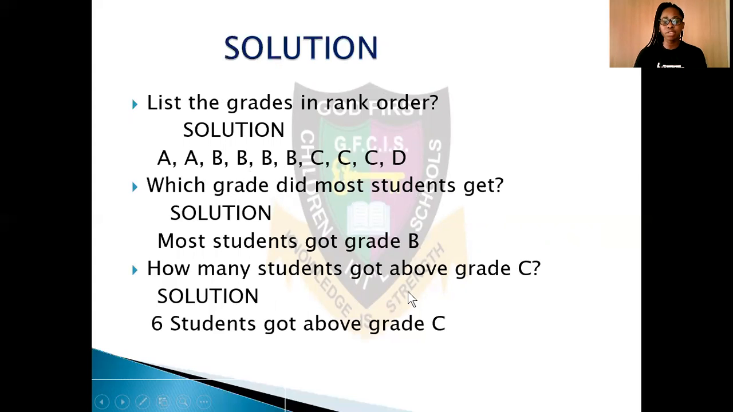How many students got above grade C? Like I said earlier, before C we have B and A. A is appearing 2 times, and B is appearing 4 times. I want to sum it up: we have 1, 2, 3, 4, 5, 6. So 6 students got above grade C.